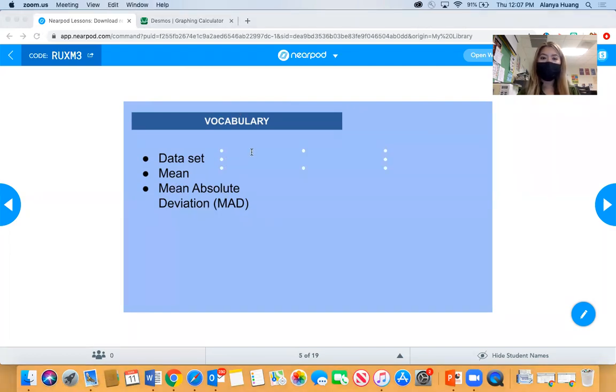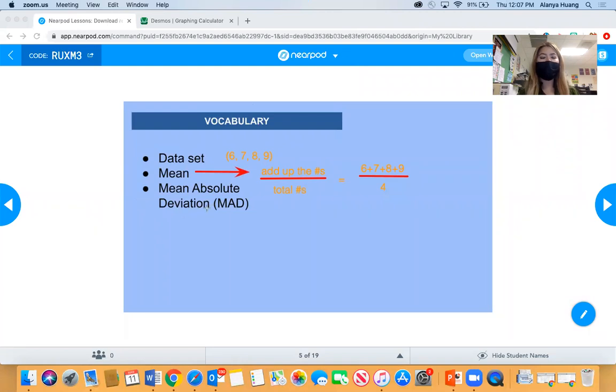So a data set is just a set of numbers. For example, let's just say our data set includes the numbers 6, 7, 8, and 9. To find the mean, we have to add up the numbers on top, so that's going to be our numerator. And then on bottom, we're going to have to divide it by the total number of numbers. So in this case, we would add 6 plus 7 plus 8 plus 9 first, and then we divide by 4 because there's 4 numbers. So that's our mean.